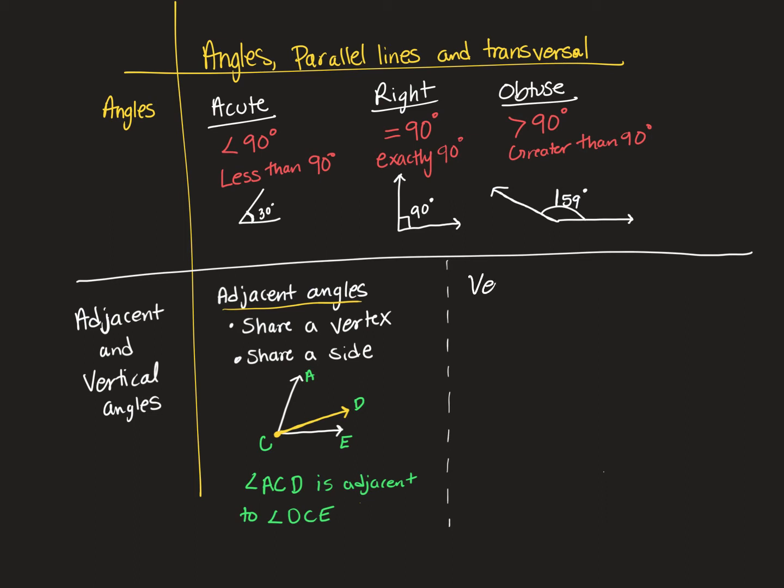Vertical angles. All right, so vertical angles, they're across from each other. And they're made when two lines intersect. So I guess we could say intersection of two lines. So it could look something like this.